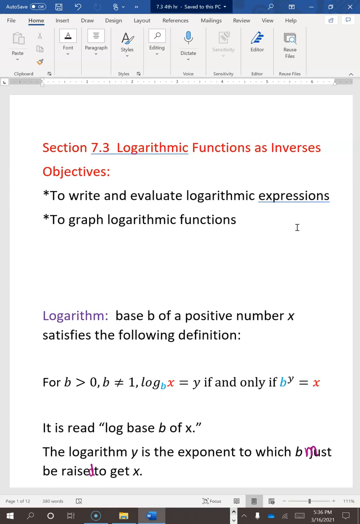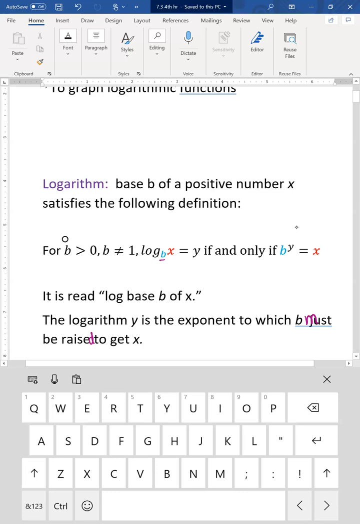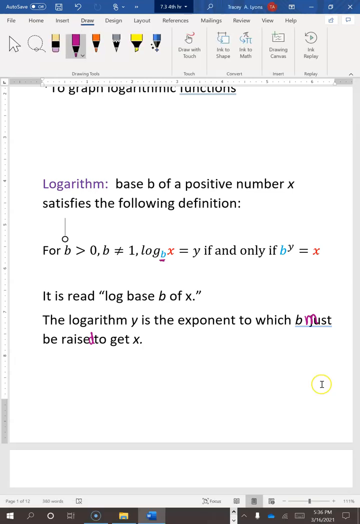Logarithm base b of a positive number x satisfies the following definition. For any numbers greater than 0, where b is the base of the log and it cannot be 1, you can rewrite logarithmic equations to exponentials and back. So log base b of x equals y, that's the log equation. You're going to rewrite it as an exponential.